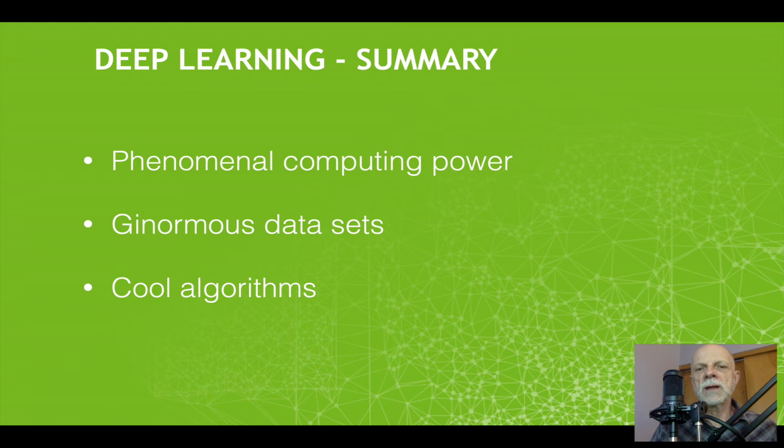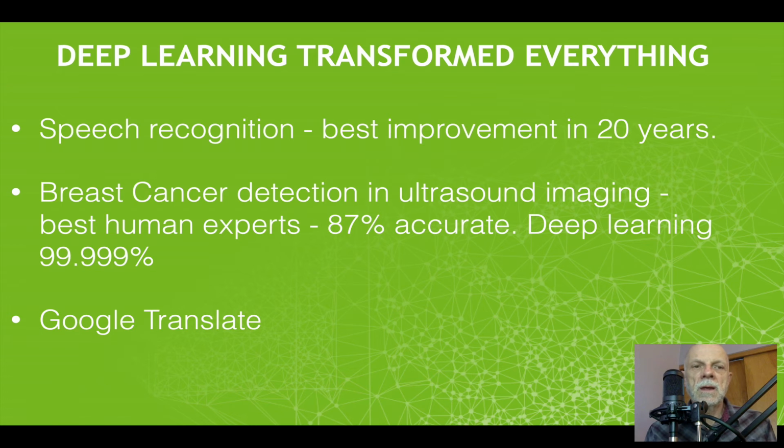So in deep learning, we need that phenomenal computing power that I just talked about, ginormous data sets, which we're getting because everything's on the web and connected, and cool algorithms. Let's not discount the human mind and the creativity involved in figuring out how to create deep learning systems. Deep learning has transformed everything from speech recognition, which is the best improvement in 20 years, for sure. I've worked in speech recognition a long time ago, and the quality today is phenomenal.